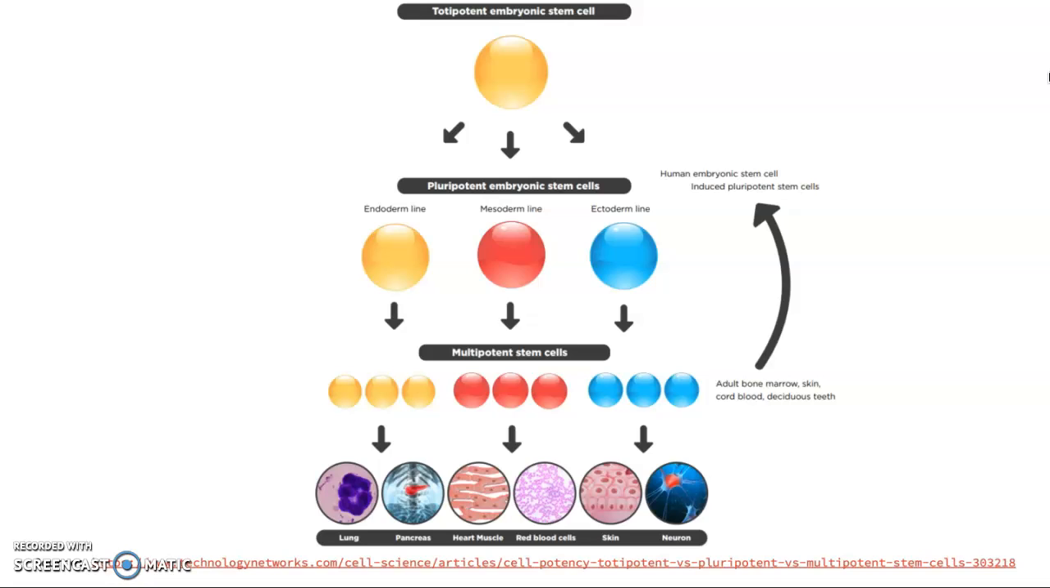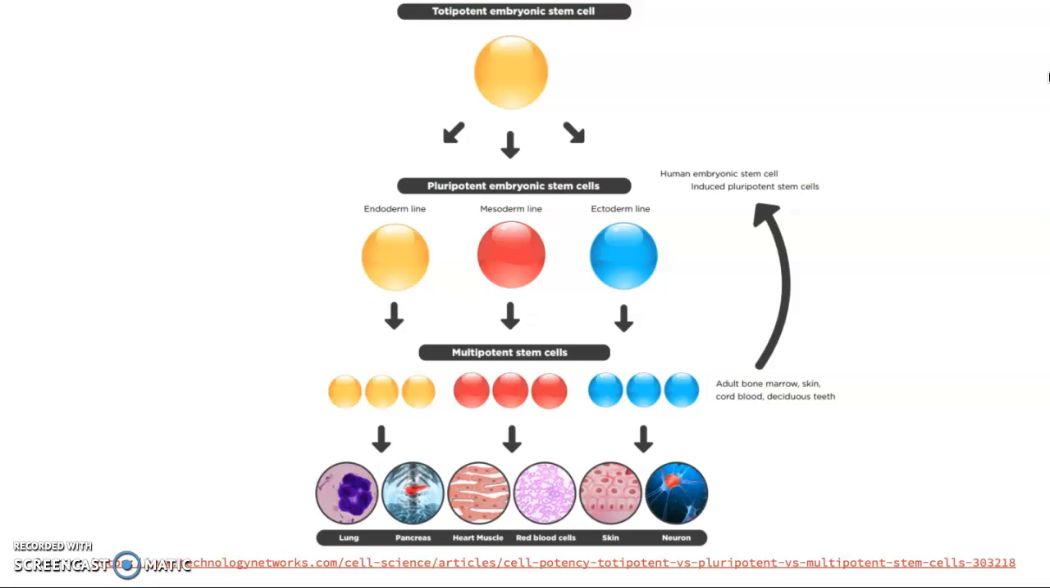Totipotent stem cells can differentiate into any type of human cell. After fertilization, the zygote and the cells from the earliest cycles of cell division are totipotent stem cells, but no other stem cells are totipotent. Then you have pluripotent stem cells. Pluripotent stem cells can differentiate into most types of human cells, but not all.